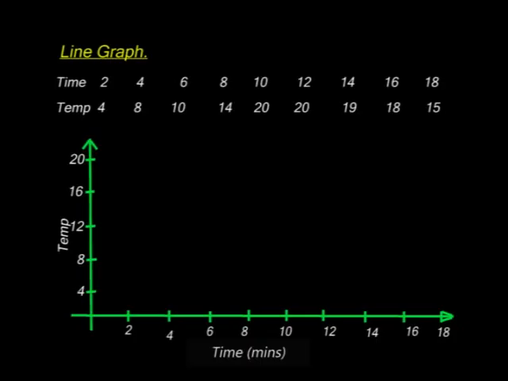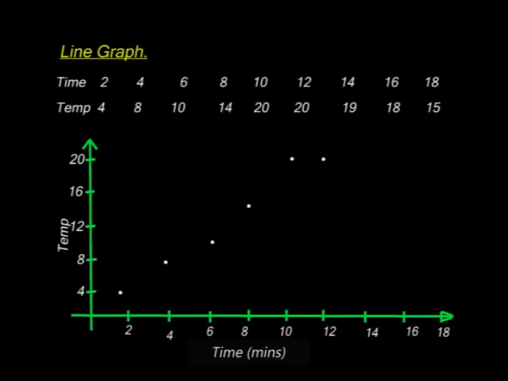So from the table, after 2 minutes, the temperature is 4 degrees Celsius. I mark that. 4 minutes is 8 degrees Celsius. I have that. 6 minutes is 10. 8 minutes, I have 14. 10 minutes, I have 20. Same for 12, the temperature remained constant.